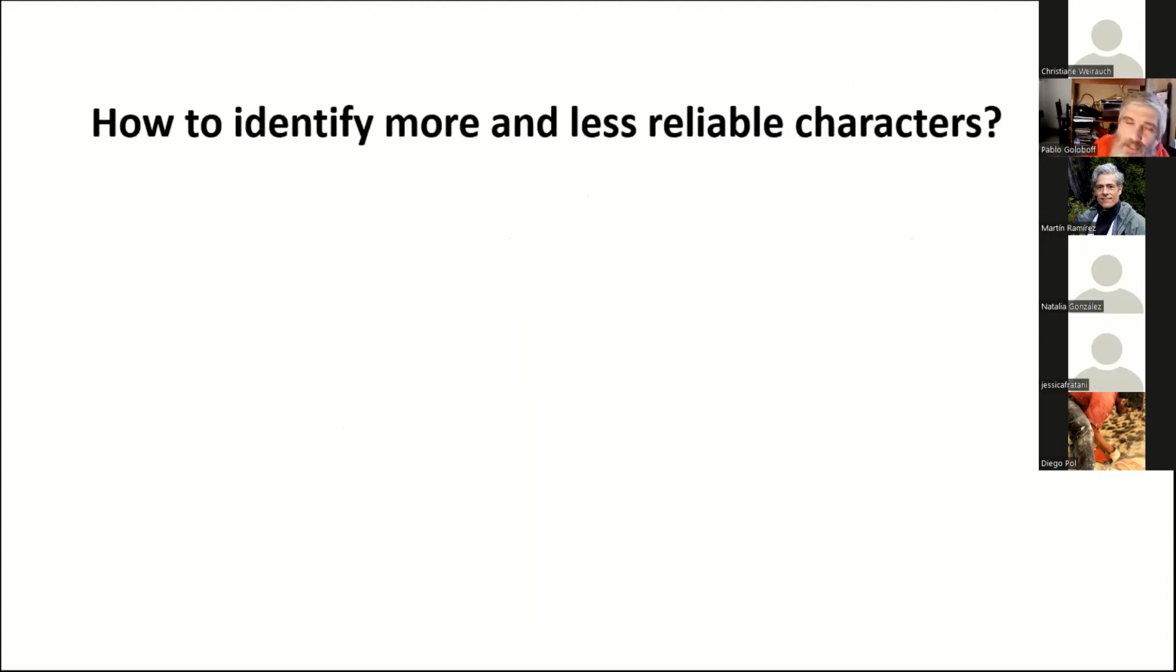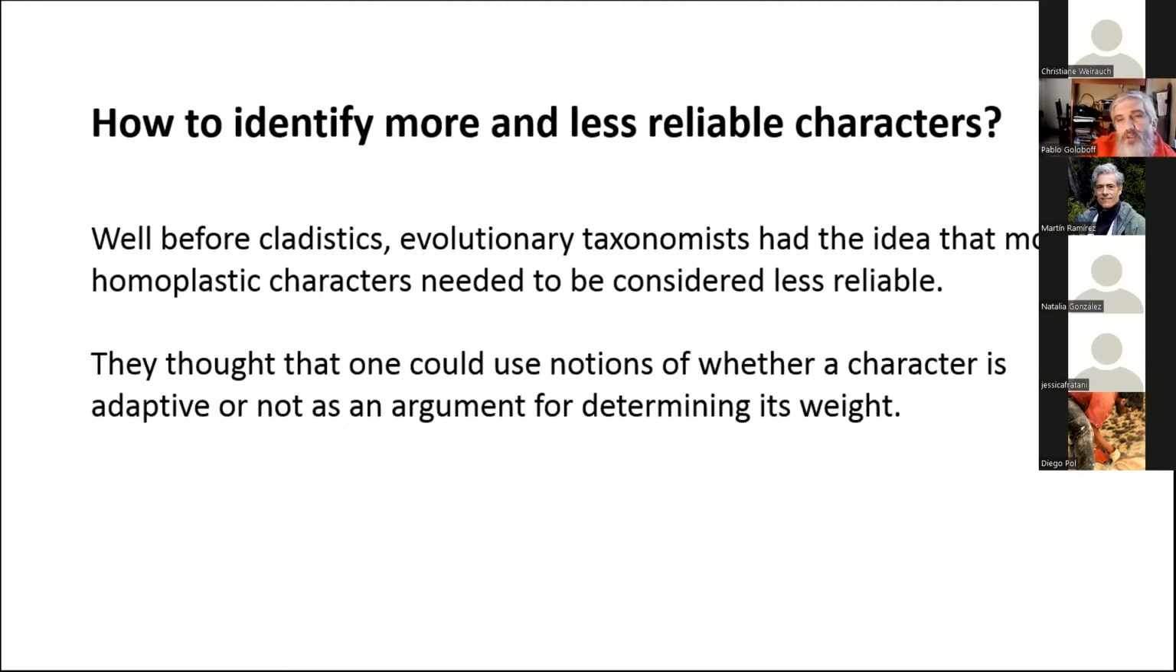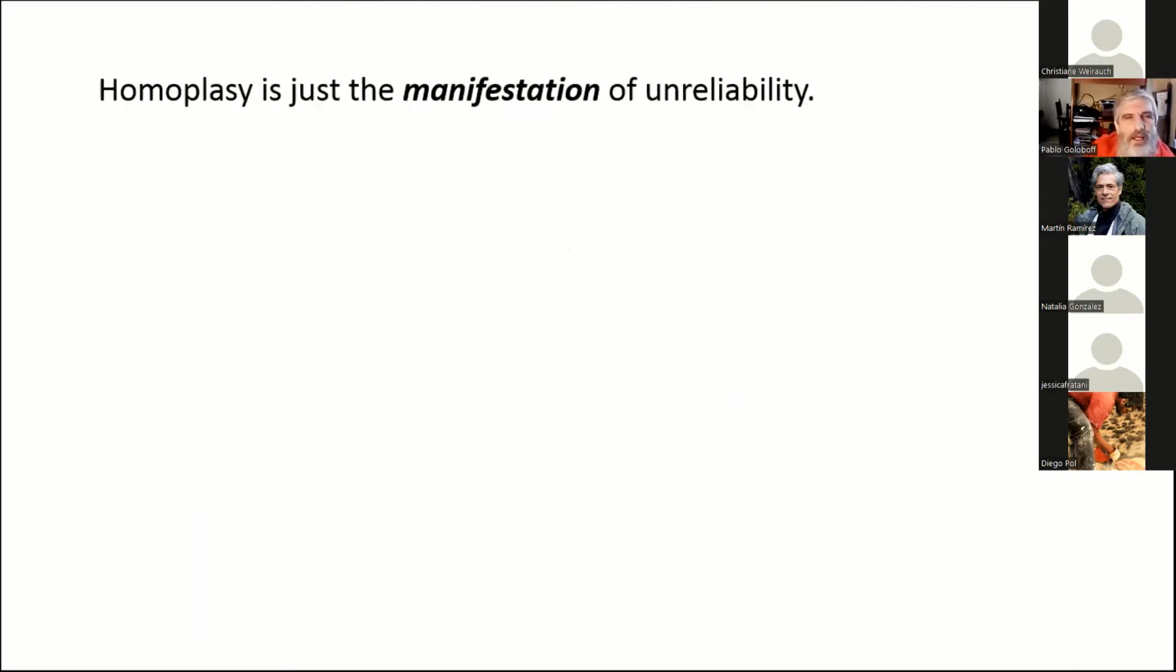So that leaves us with the problem of how do you identify more and less reliable characters? You still need to do that. Well before cladistics, evolutionary taxonomists had the idea that more homoplastic characters need to be considered as less reliable. They thought that one could use notions of whether a character is adaptive or not as an argument for determining its weight. This is highly problematic. You can make, for example, the argument that the character which is adaptive should be given lower weight, and that may be reasonable. But you can also make the argument that the character which is adaptive should be given a higher weight. So you cannot really use degree of adaptation for weighting characters.